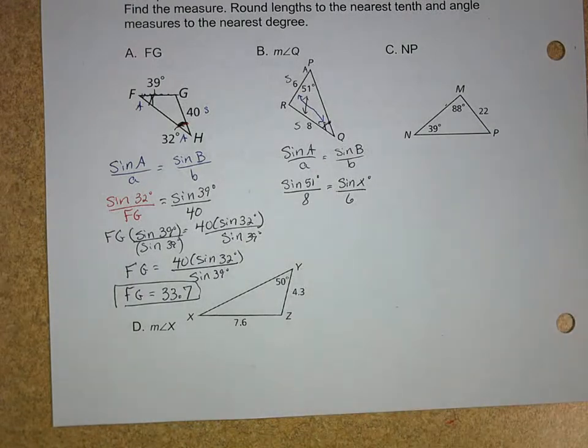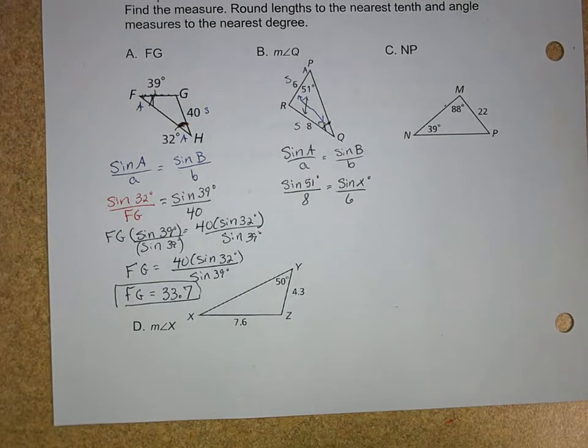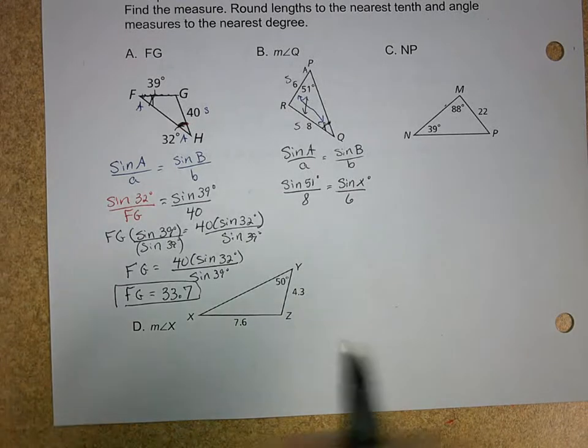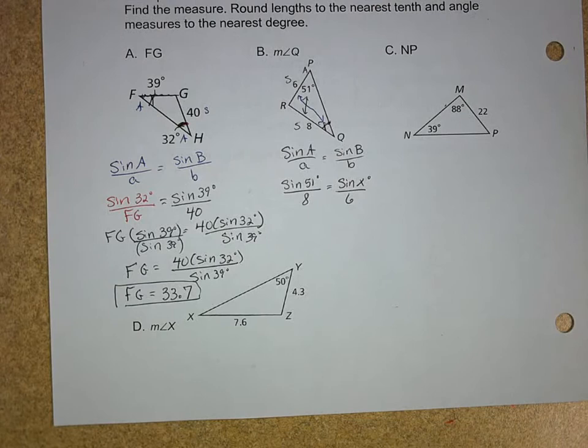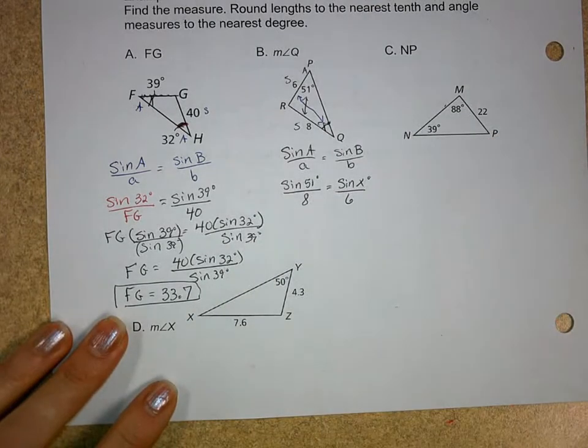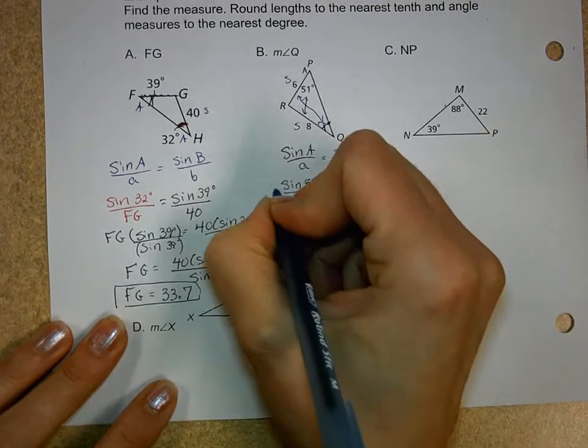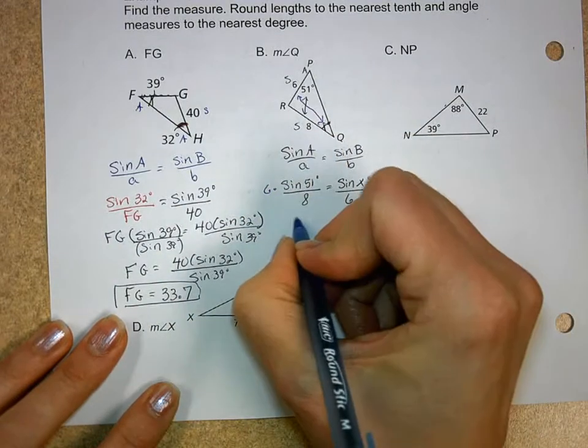So now I go ahead and I cross multiply once again. Or actually, we can make this a lot easier. Instead of cross multiplying, how about if we just get sine of X by itself? So we're going to multiply both sides by 6. And actually, I'm going to change this around just a little.